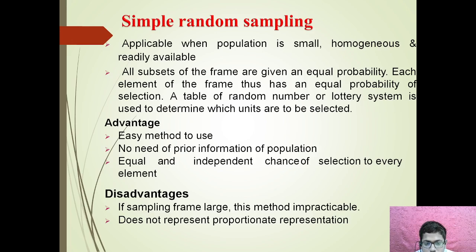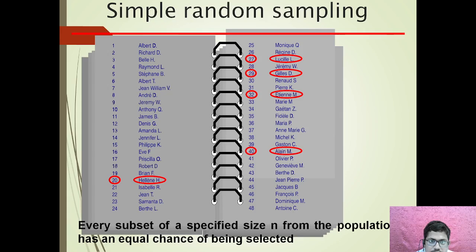No need of prior information of the population. Equal and independent chance of selection to every element. The disadvantage is that if the sampling frame is large, this method is impracticable. It does not give proportionate representation. It is applicable and easy only for small populations.